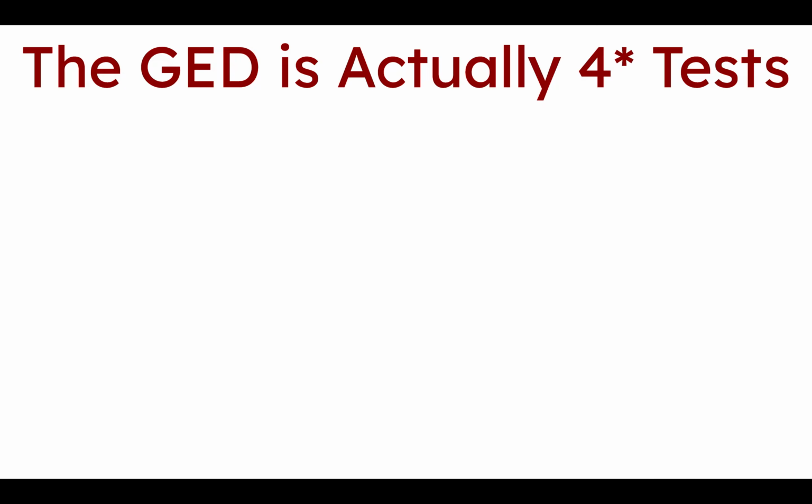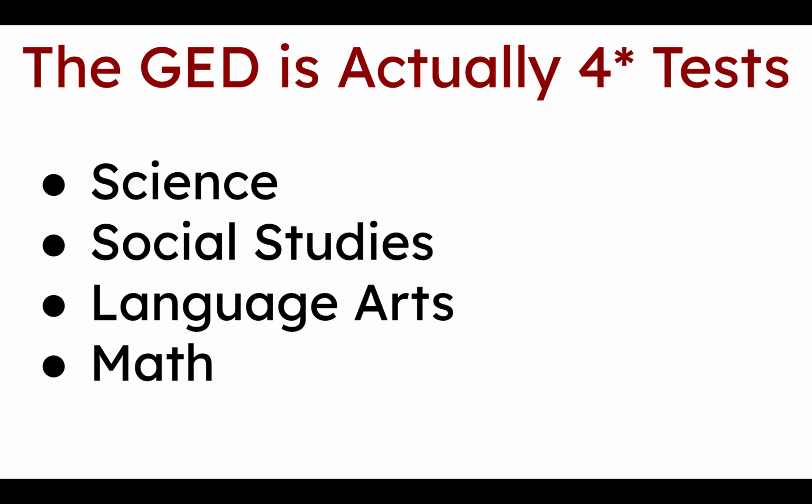The GED itself is actually 4 separate tests that you have to pass. There's a little asterisk there because there are a couple of states that annoyingly make you pass a 5th test on the Constitution or on civics or something. You'll have to go to GED.com to see if there's like bonus requirements for you. The 4 tests that everybody has to pass are science and social studies, language arts, and math. And those are listed from highest passing rate to lowest passing rate.